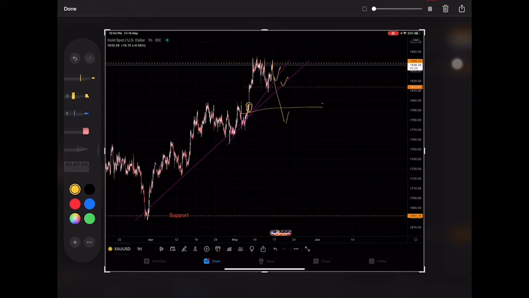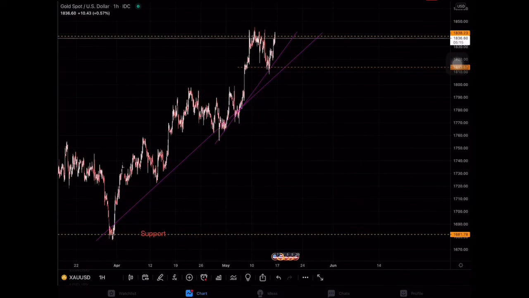Because why? This is the significant resistance that becomes support once it breaks. That is one thing. The second thing, this trend line also needs to be broken. Only then will this trend change into a downtrend. But since it only broke this minor support and it rejected this trend line, the trend for gold is still an uptrend.